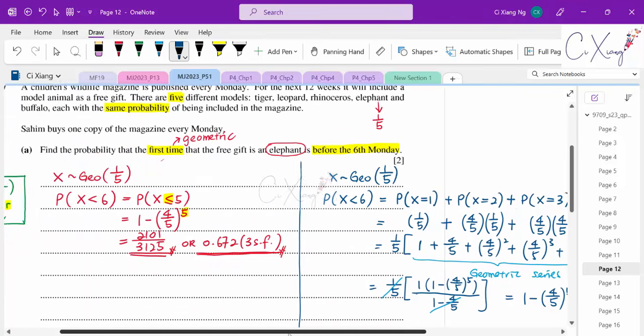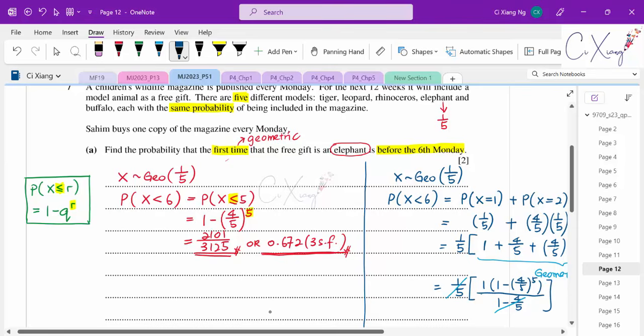So for this question, I show you both methods just to convince you that if you are having this kind of question in geometric distribution, you can straight away apply this particular formula where you're having 1 minus q to the power r.